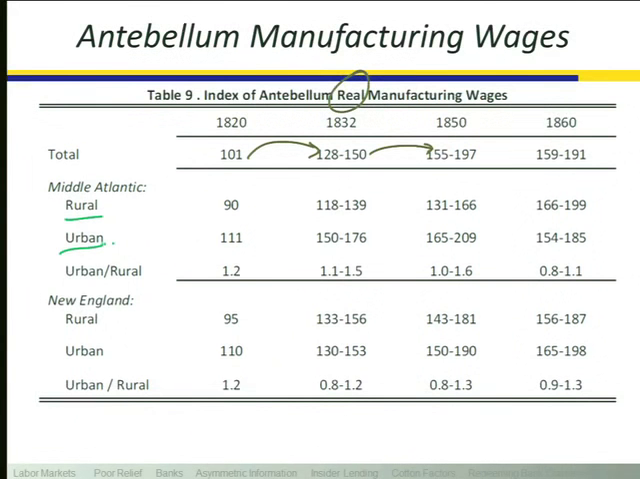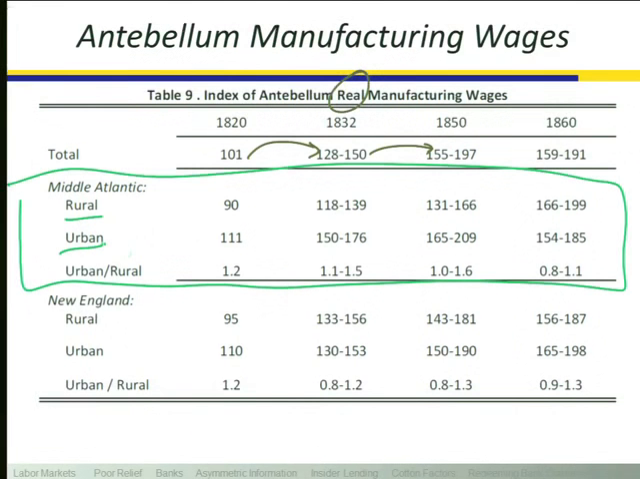The first thing to notice is if we're looking here at the Mid-Atlantic region, which is the top half of the graph, that the urban to rural ratio is generally greater than 1. So that fact that the urban-rural ratio is greater than 1 tells us that urban wages, again, these are real wages, so they're adjusted for inflation, that wages in the urban areas are greater than wages in the rural areas. So you're going to make more money living in the city than you are living in the country.